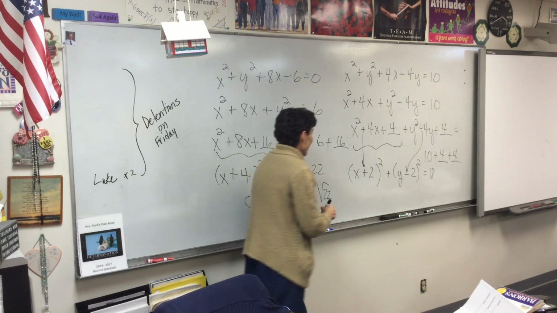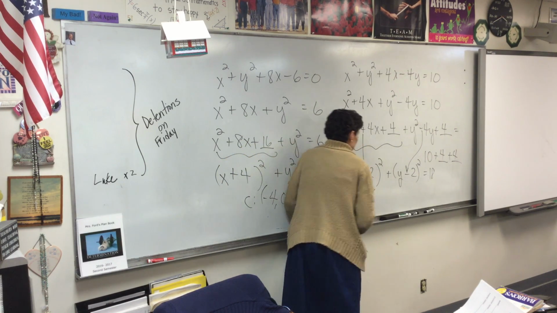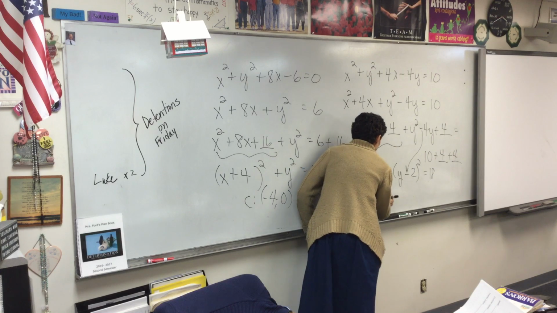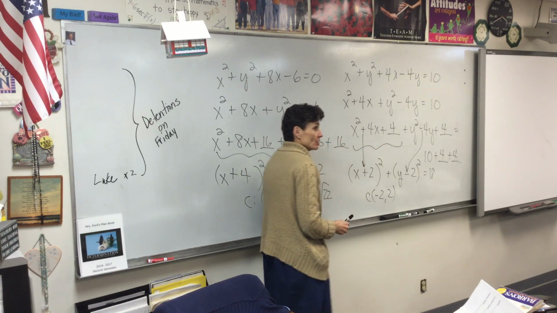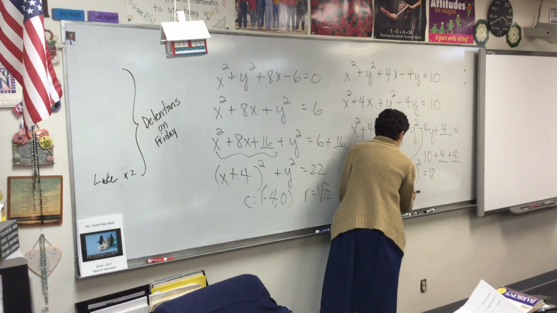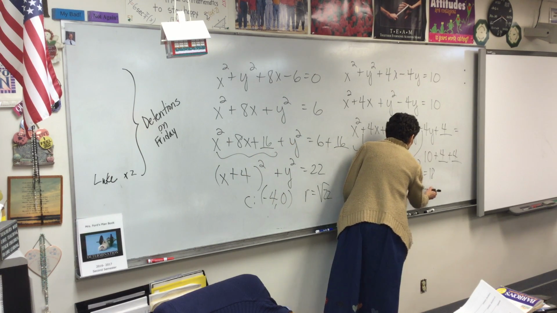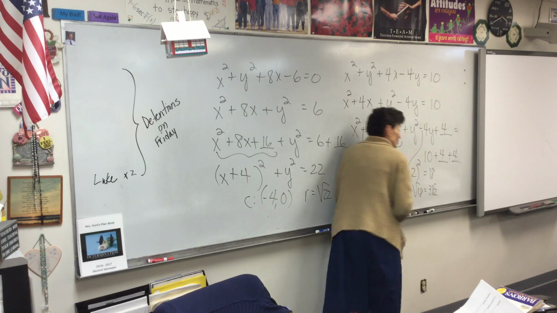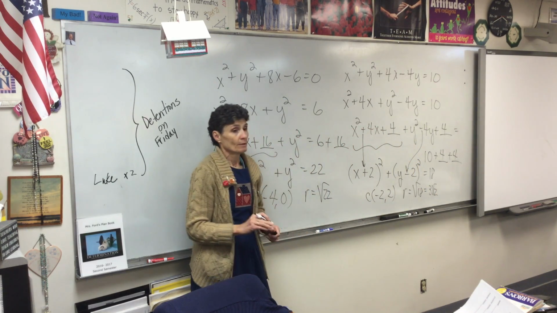Right? Yeah. So my center is where? Negative 2, positive 2. Everybody good with that? And my radius is the square root of 18, which reduces to 3 root 2.